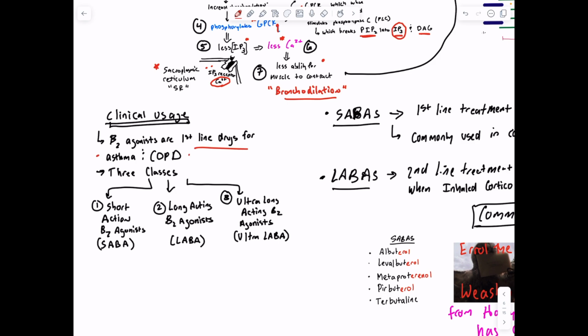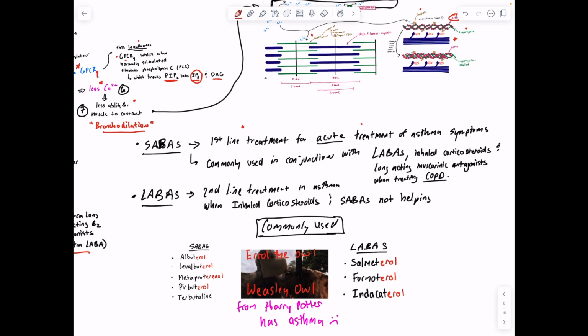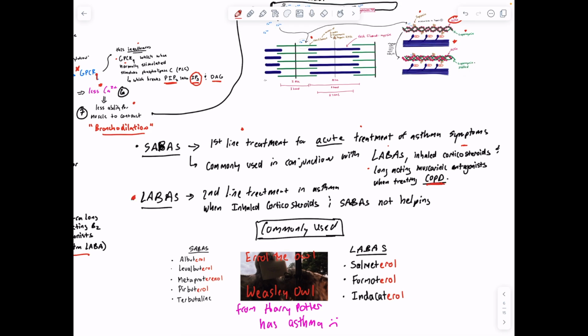Because they generally act pretty fast. There's three classes: short-acting beta-2 agonists, which we call SABA. Then we have long-acting beta-2 agonists, LABA, and then ultra-long-acting beta-2 agonists, ultra-LABA. SABAs are the true first-line treatment for acute asthma symptoms. They're commonly used in conjunction with the long-acting beta agonists, LABAs, inhaled corticosteroids, and then long-acting muscarinic antagonists when treating COPD. Our long-acting beta agonists are the second-line treatment in asthma.